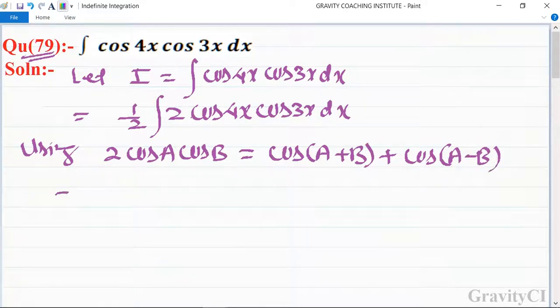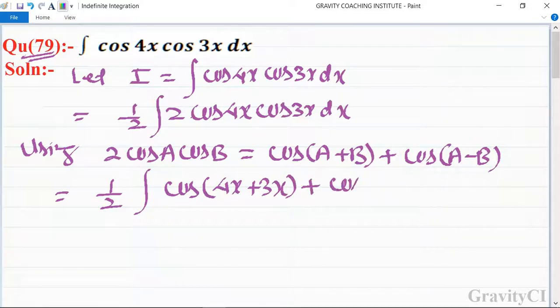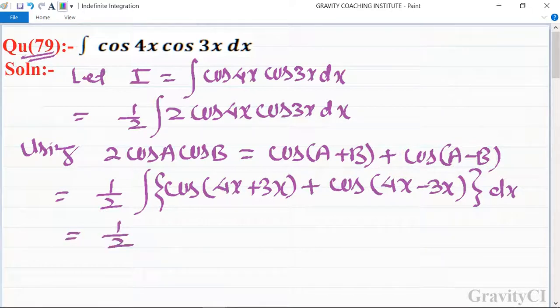So we get 1 upon 2 times the integral of cos(4x plus 3x) plus cos(4x minus 3x) dx. So 1 upon 2 times the integral of cos 7x plus cos x dx.